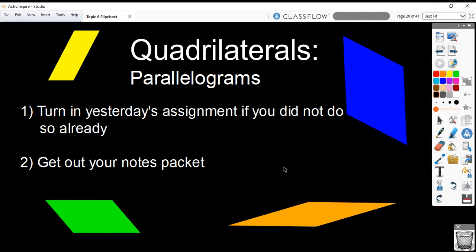All right, we're looking at day 3 of our topic 6 notes. We're talking today about parallelograms. Well, I guess actually when we start off today, we're going to be talking about general quadrilaterals.